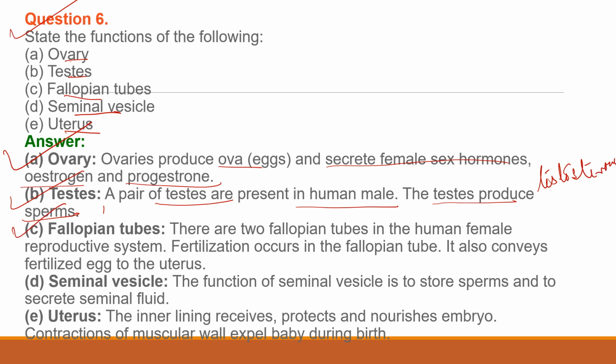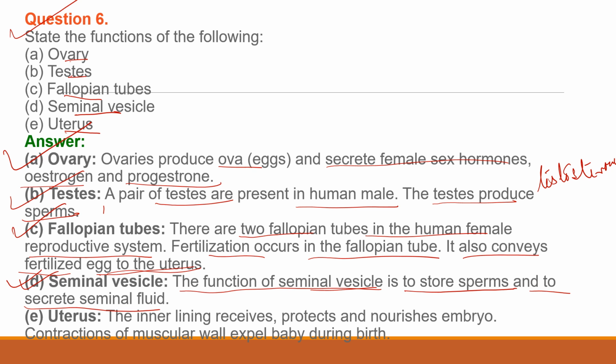Okay, next comes fallopian tube. There are 2 fallopian tubes in the human female reproductive system. Fertilization occurs in the fallopian tube. It also conveys fertilized egg to the uterus. Now next comes the seminal vesicle. The function of the seminal vesicle is to store sperms and to secrete the seminal fluid.